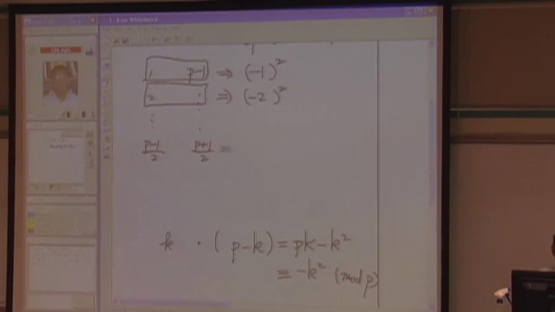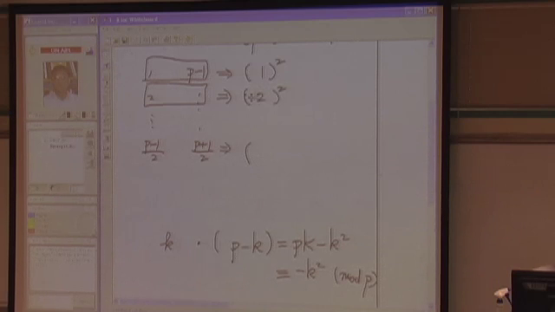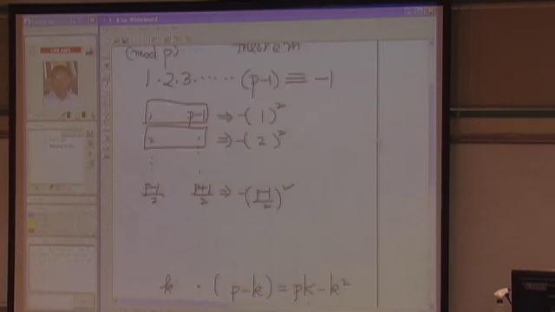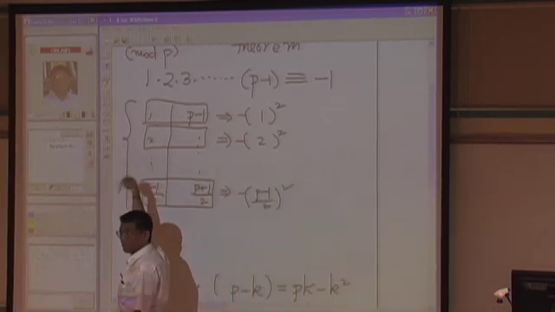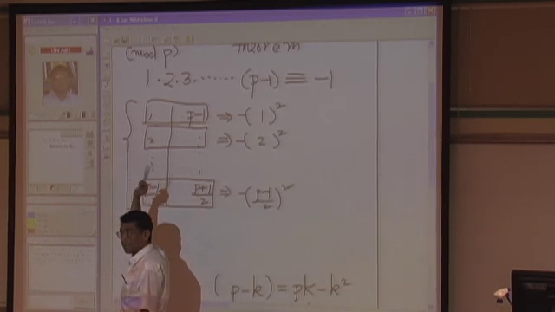Then it is, minus should be outside. I made a mistake. Minus should be outside, and then p minus 1 over 2 squared. So there are 4 times some number. So here we made pairs, but in each column, do we have an even number of numbers or an odd number of numbers? Odd number of rows or even number of rows, because it's 4k.